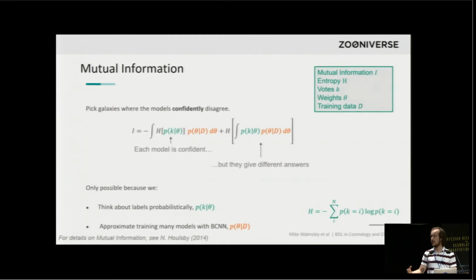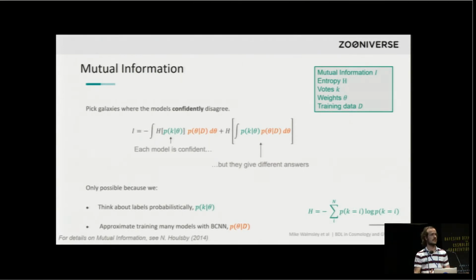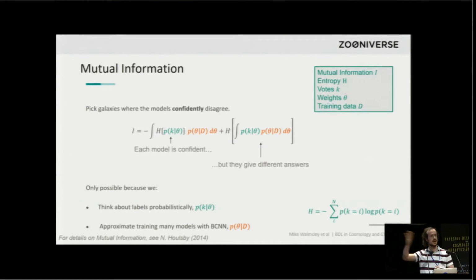So this is what I've been applying for Galaxy Zoo. And it's only possible because we have those posteriors. And if we didn't do this in the Bayesian context, we couldn't calculate any of this.